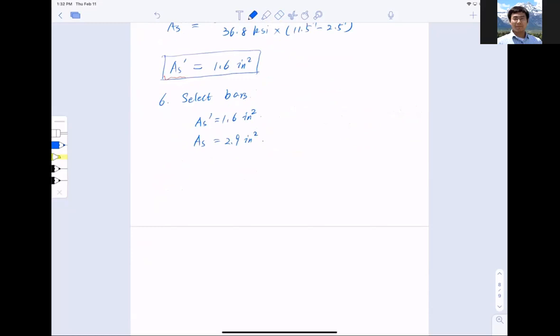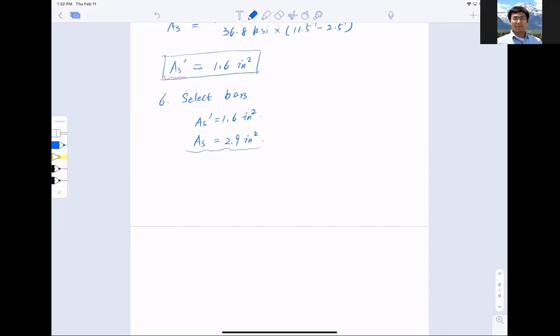Okay, now this is going to cause me problems. Why? Remember, when I arrive at this number, I assume it's tension controlled. That means the phi equal to 0.9. Matter of fact, the whole thing was done under the assumption that it's tension controlled, phi equal to 0.9, isn't it? So that's a little bit much.